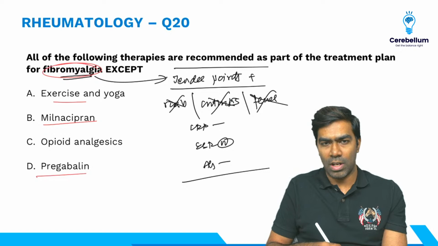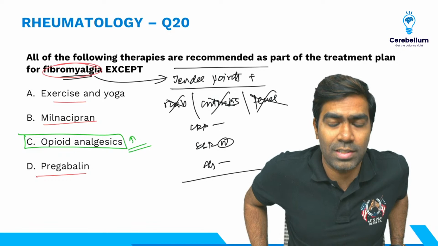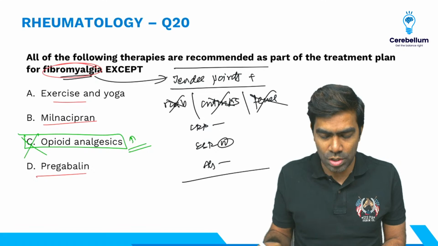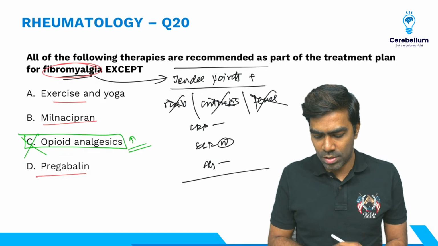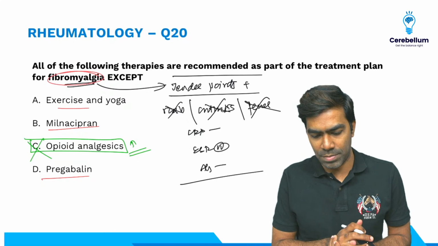The only thing that should not be used is opioid analgesics, because it worsens the problem. It's been proved that opioid analgesics can worsen the problem because of their differential modulating ability in the brain through mu and kappa receptors. They can worsen the pain in patients with fibromyalgia. Please don't use opioid analgesics. Very, very important point. So fibromyalgia is another important area for your exams. The treatment of fibromyalgia can be asked in exams as well.